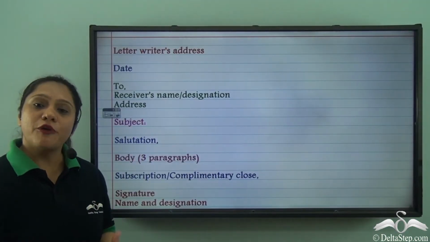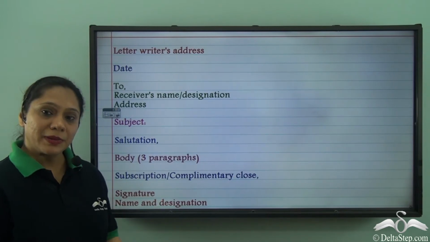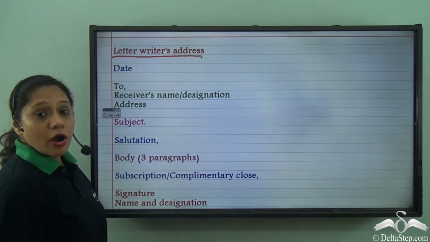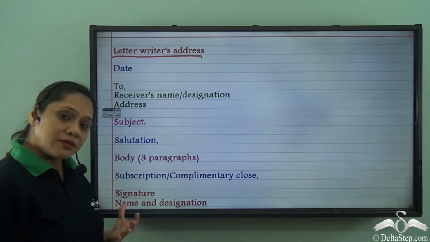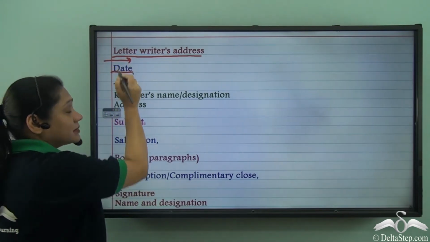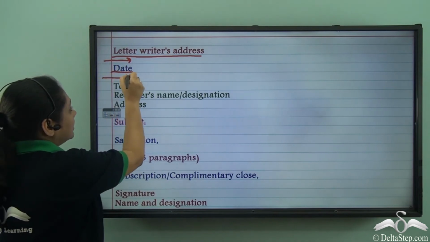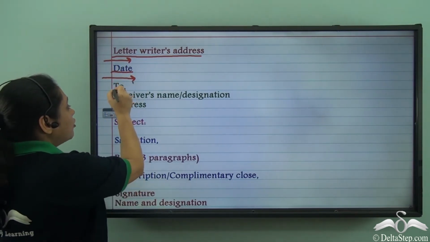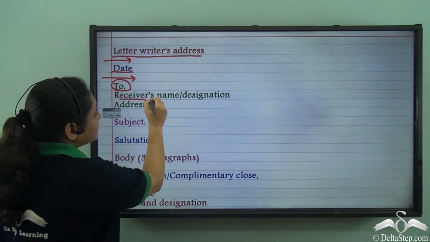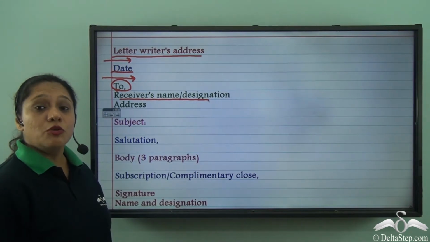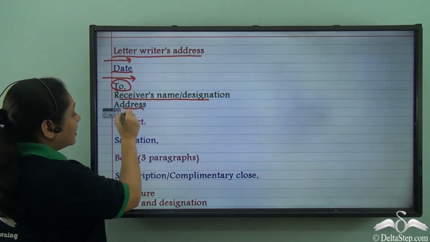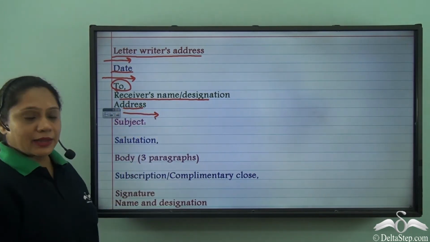Now, let us look at the format that you have to follow when you write your formal letter. You start by writing your address, or the address of the person who's writing the letter. Then leave a blank line. Then write the date. After that, leave a blank line, write to followed by a comma. In the next line, write the receiver's name and the designation. Whom are you writing the letter to? Followed by the address.